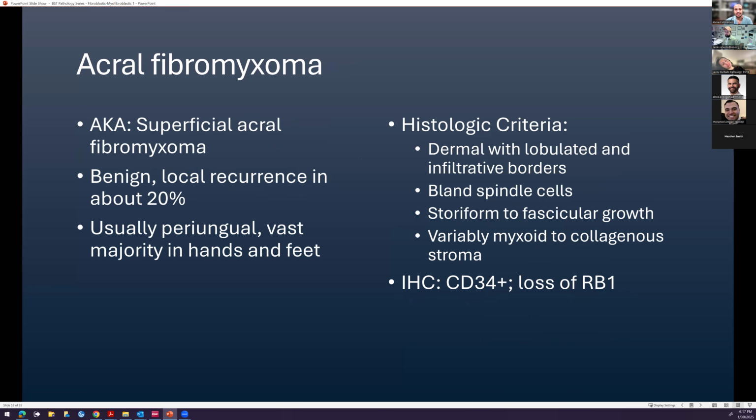And then I didn't pick up a slide for this one, but this is another one in the RB tumor group, right? So we're running into these RB tumors here. It's called acrofibromyxoma. These are benign, and they do have some local recurrent potential. These tend to be around the fingers, usually periungual, where the vast majority of them are. So they'll be more dermal based, more skin lesion, right? They're going to have more variably myxoid to collagenous features overall. But again, they'll be CD34 positive and have loss of RB1.